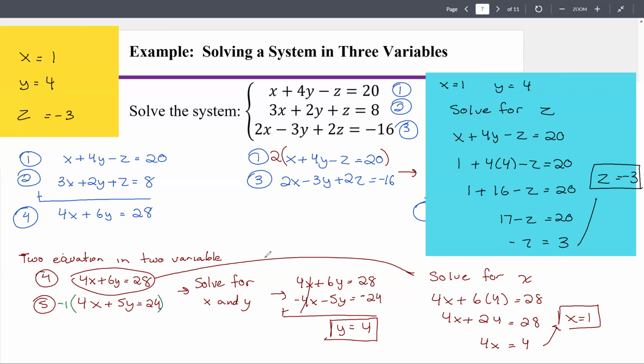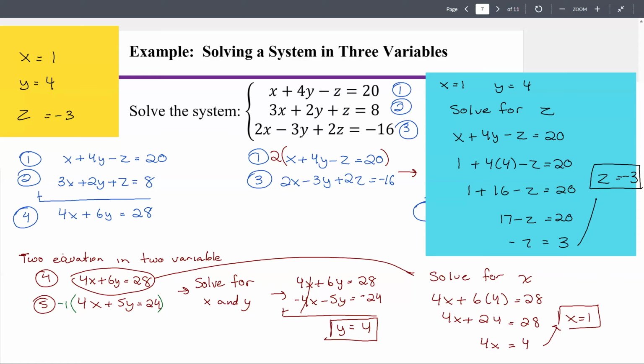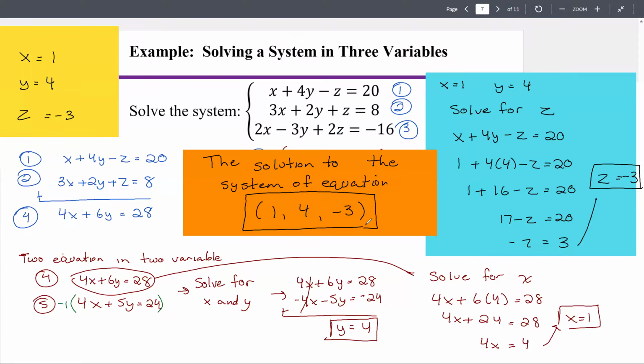So what I'm going to say, sorry, my stuff keeps sticking here. The solution to the system of equations is an ordered triplet, and we're going to write it x first, so 1, then y, which is 4, and then z, which is negative 3. So that is our solution right there. It's the ordered triplet 1, 4, negative 3.